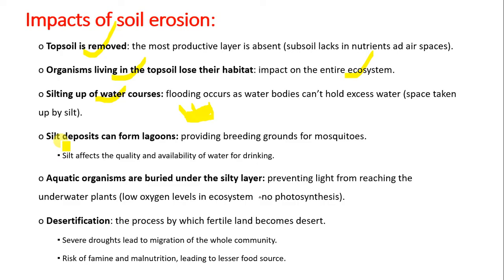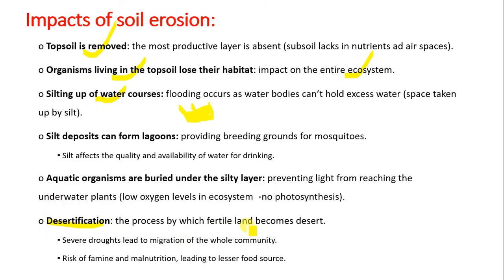Silt deposit can form a lagoon, providing breeding ground for mosquitoes. Silt also affects the quality and availability of water for drinking. Aquatic organisms are buried under the silted layers, therefore preventing light from reaching the underwater plants, so there is low oxygen level in the ecosystem, as no photosynthesis will take place.